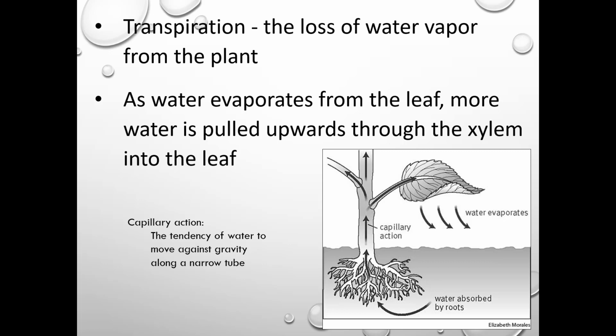So transpiration is the loss of water vapor from the plant. As the water evaporates from the leaf, more water is pulled upward through the xylem into the leaf, and this is called capillary action. So capillary action is the tendency of water to move against gravity along a narrow tube. And I like to explain that like it's like a straw, that it's being pulled up like a straw.